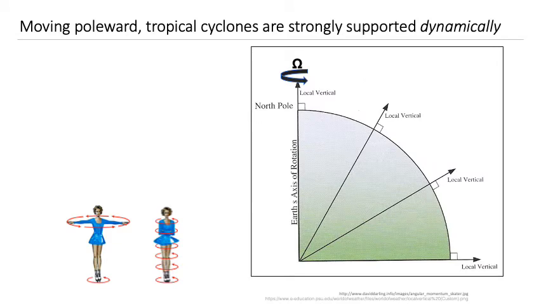Moving polewards, tropical cyclones are strongly supported dynamically. What we mean by that is really, again, the statement that it needs angular momentum from the planet, and that comes down to f. We had said 1/2 f times some radius squared. It's really f, the planetary vorticity, that it needs. And so at the pole, it's a maximum. It's 2 times the planetary rotation rate. And really the one place where this is not sufficient is near the equator. At the equator, f is 0.